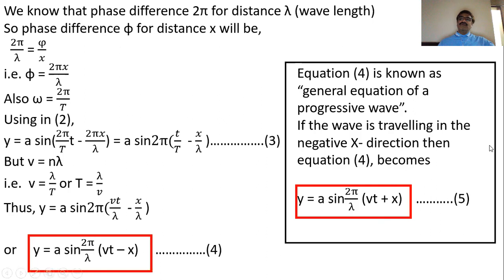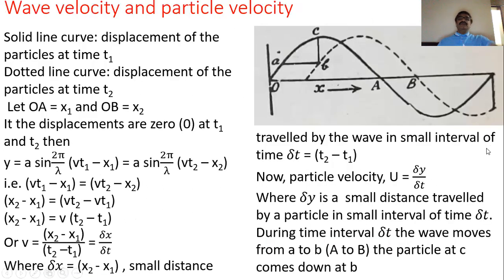So this was about the general equation of progressive wave or general equation of SHM. Now the next article which is important is wave velocity and particle velocity, and here your syllabus starts. What I have told you was just an introduction, and it is necessary. The equation y equal to a sine 2 pi by lambda into vt minus x is very important.